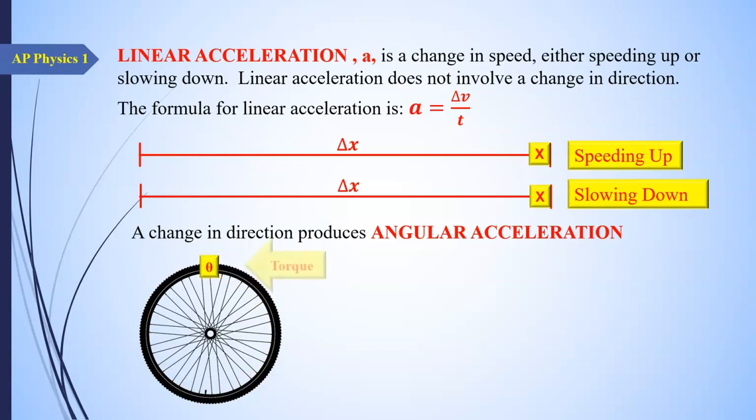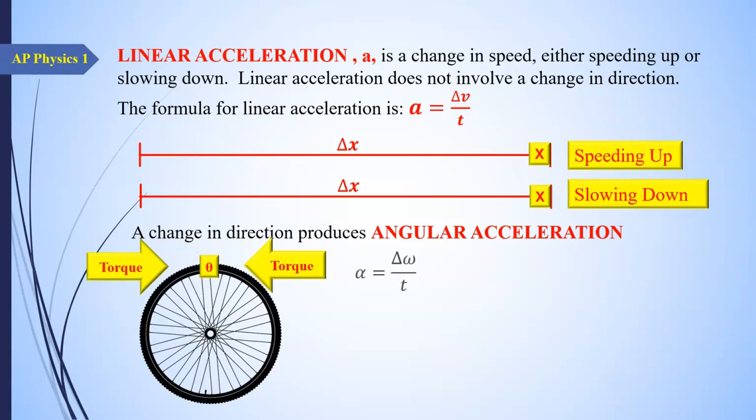Now, if a torque is applied to that wheel, a torque is a circular force, so it's going to cause the wheel to speed up. It will go around at a constant velocity, and then if a torque is applied against it, that will cause it to slow down. So the angular acceleration, either speeding up or slowing down in how fast the wheel is turning, is caused by a torque that's applied to it.